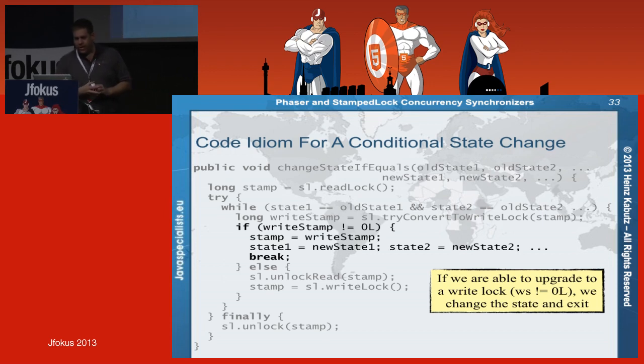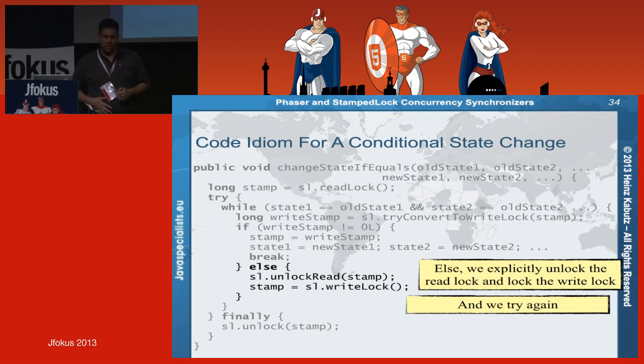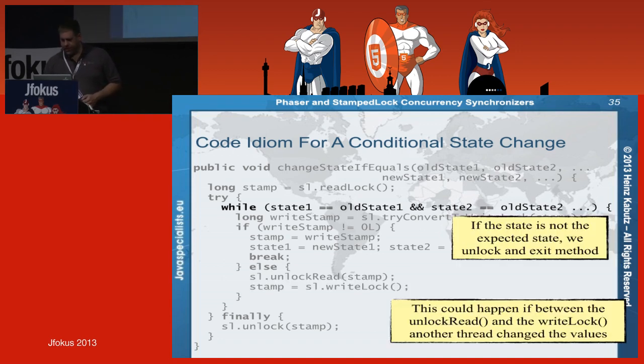And what I then do is I remember that write stamp is my new stamp, and I change the state. Okay? And I break out from the while loop, and I then do the unlock and continue. But otherwise, if I didn't have success, in other words, if write stamp equals 0, then I unlock the read, and I get an exclusive lock. I get the write lock. So I say sl.writeLock. We try again, basically. And now we go back to the while loop.